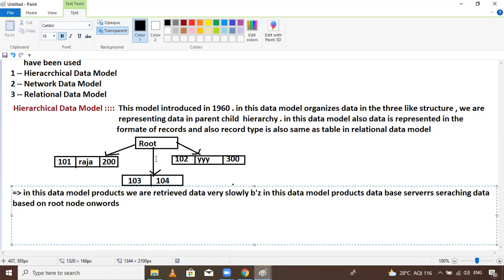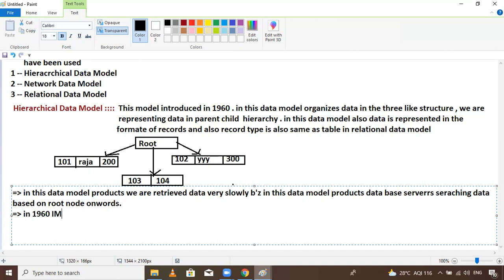First come here and search here, then search this and search this related. If any other data is there, suppose you want to access the last data inside this hierarchy, then it will take a lot of time. This is a drawback.